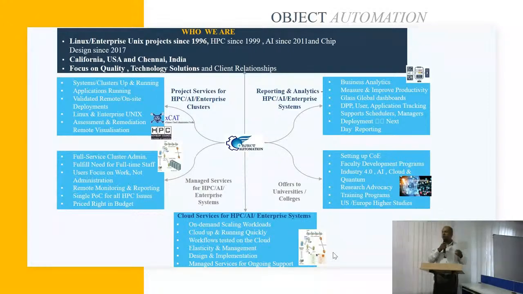We also place students in the US and Europe for higher studies. People who do UG, BE, BTech, want to do postgraduate PG degrees in the US, like MS Data Science. We have tied up with New Jersey Institute of Technology, one of the premier colleges in New Jersey. A lot of students have gone there.